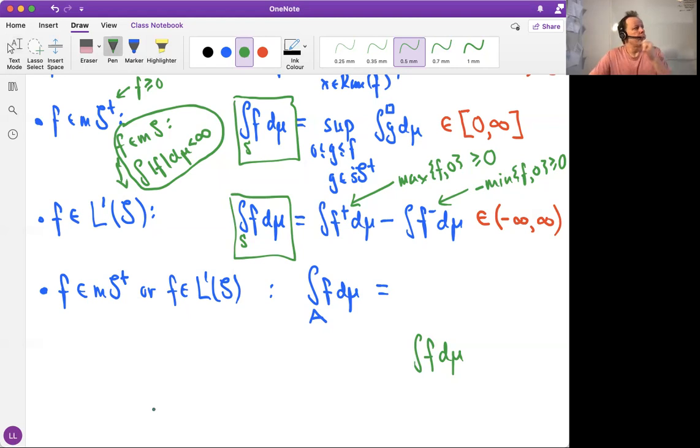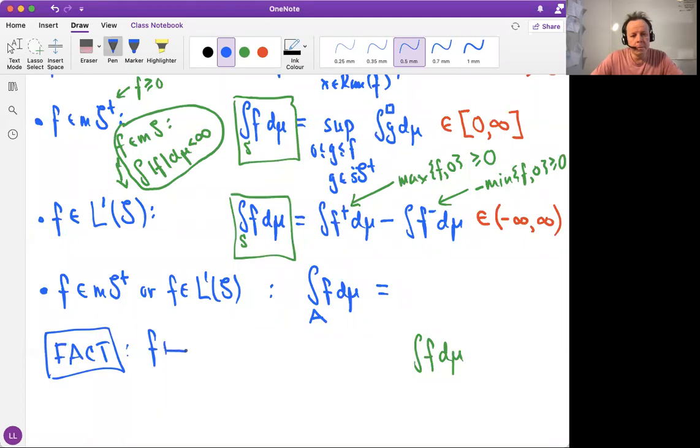Let me think. What are the key facts about this extension? First of all, this map from f to the integral of f d mu, where we assume that we are now mapping a function in L1. These functions have a name. Such functions are called integrable functions.